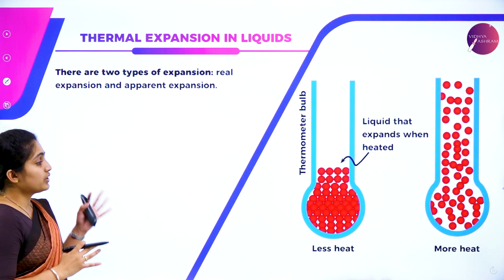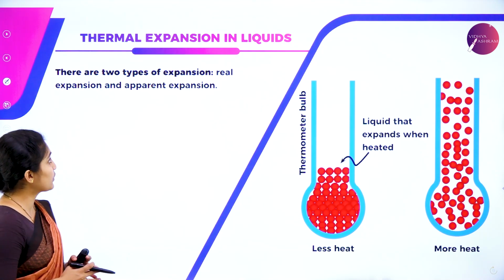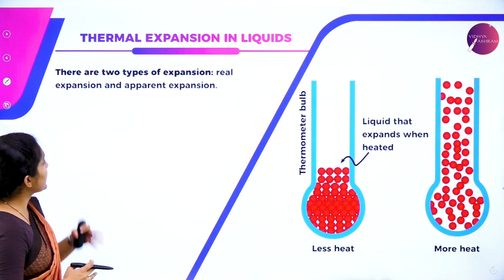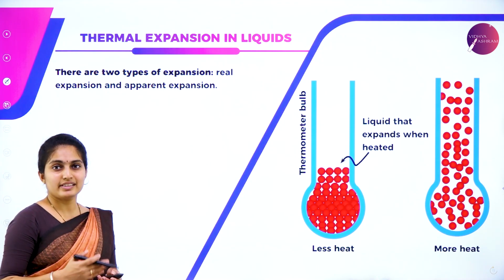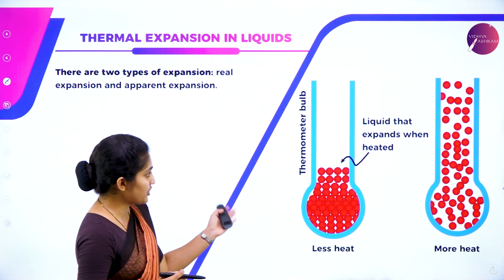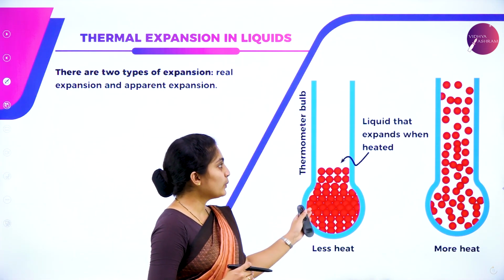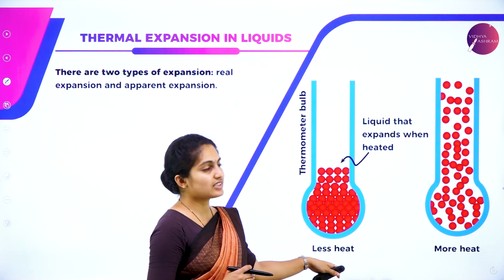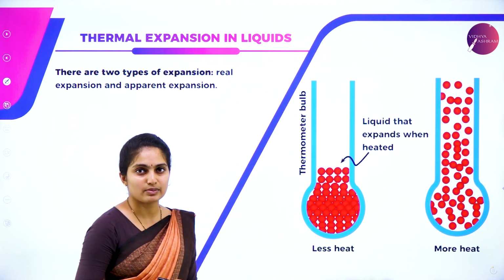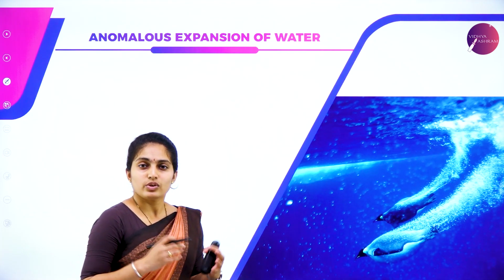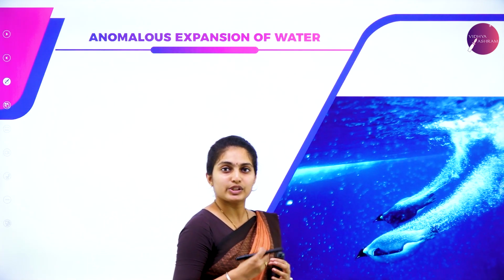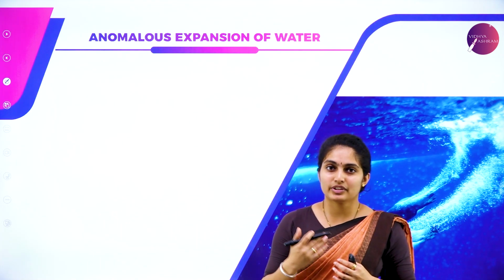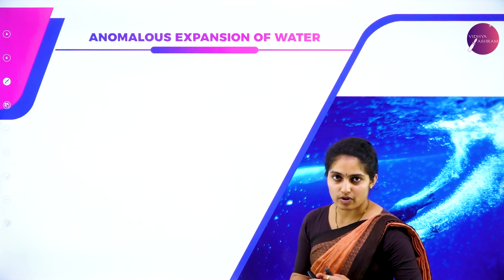Next we are going to thermal expansion in the case of liquids. There are two types of thermal expansion: one is real and one is apparent expansion. As you can see here, the liquid expands when heated, when less heat is produced as well as when more heat is produced. Having seen this expansion of liquids, we shall explain the anomalous expansion of water.